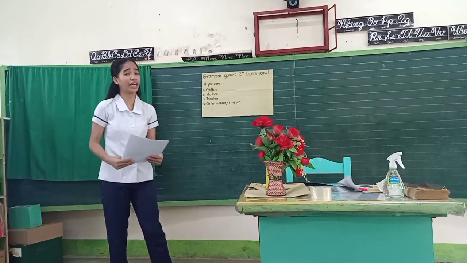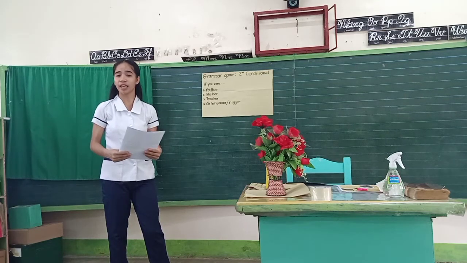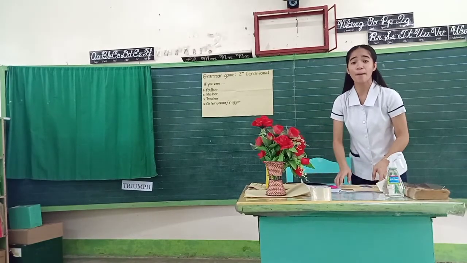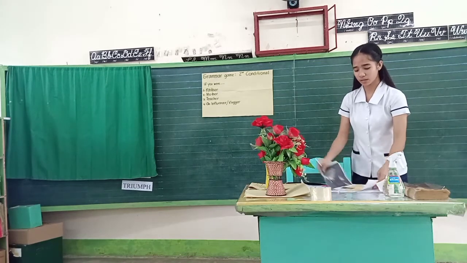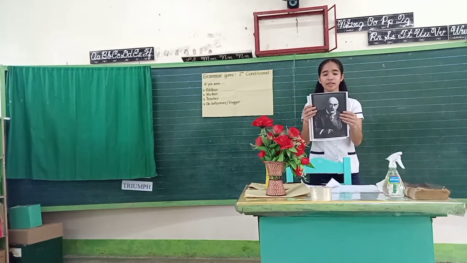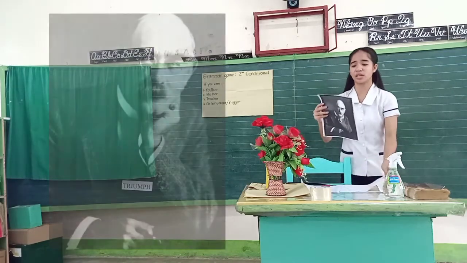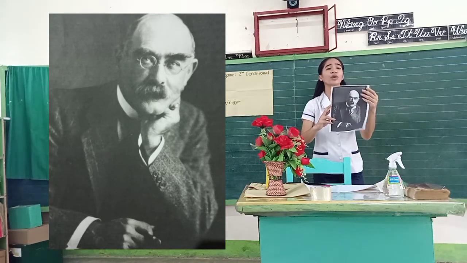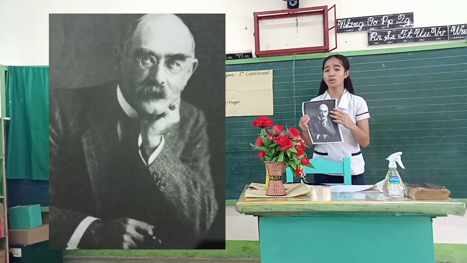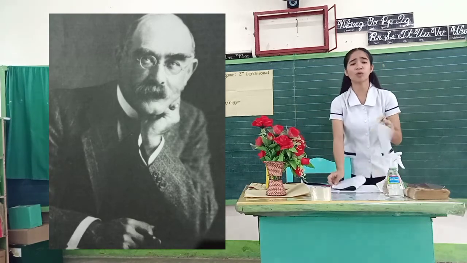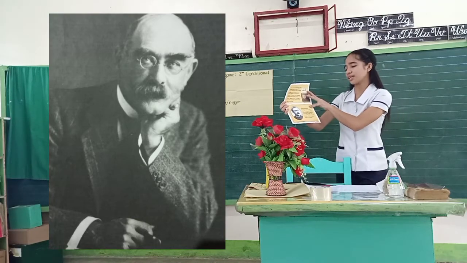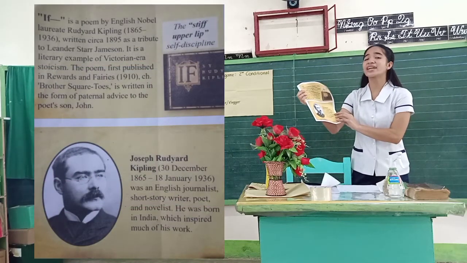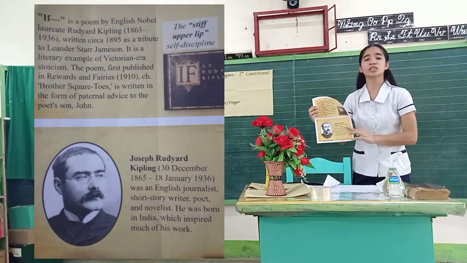So, today you will hear a poem written by Rudyard Kipling, If. But before that, let's take a look at the short biography of Mr. Rudyard Kipling. So, this is Mr. Rudyard Kipling, and he was a prolific writer and a journalist. He remains the youngest and the first British to win the Nobel Prize for Literature in 1907. So, Mr. Rudyard Kipling was born on December 30, 1865. He was an English journalist, a short story writer, poet, and a novelist. He was born in India, which inspired much of his work.